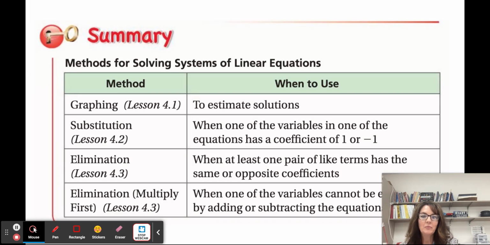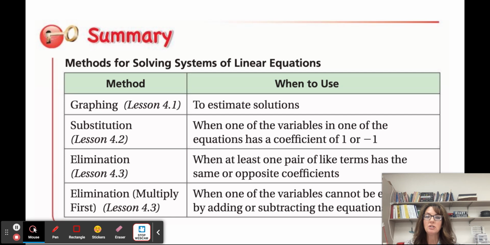Okay, we are at lesson 4.4, and I just want to summarize everything we've done so far. We've been solving systems. In lesson 4.1, we were graphing and estimating the solutions. In 4.2, we used substitution. This is when one of the variables in one of the equations has a coefficient of 1 or negative 1. Makes it pretty quick and easy.